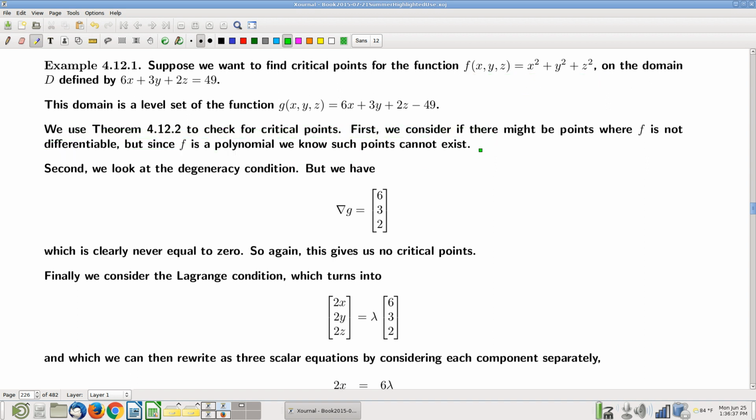Okay, all right. Well, we tried. What about degeneracy? Could the gradient of g equal 0? What values of x, y, and z would make this equal to 0? Well, that's crazy talk. I don't care what x is. 6 is never 0, right? There's no way that 6 or 3 or 2 will ever be 0. So this is not the 0 vector. So there's no degenerate critical points either.